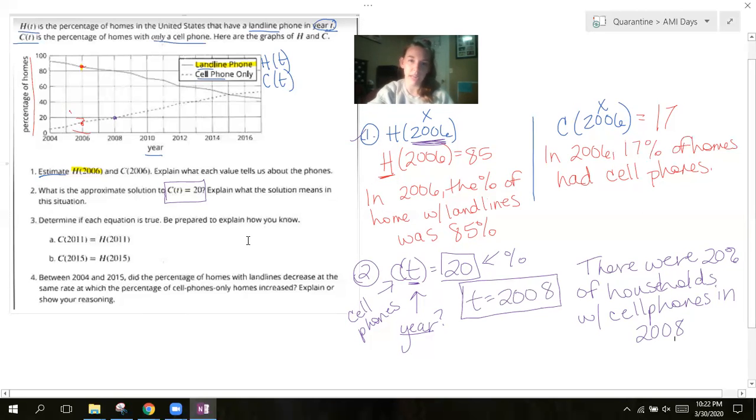All right, next. It says determine if each equation is true. Be prepared to explain how you know. It's saying C of 2011 equals H of 2011. We talked about if you had two functions that were set equal to each other, that means they are the same thing. And graphically, that would mean that your two lines are intersecting. So on the graph at 2011, it should mean that my lines are intersecting. So I'm going to go to 2011. There's C, there's H.